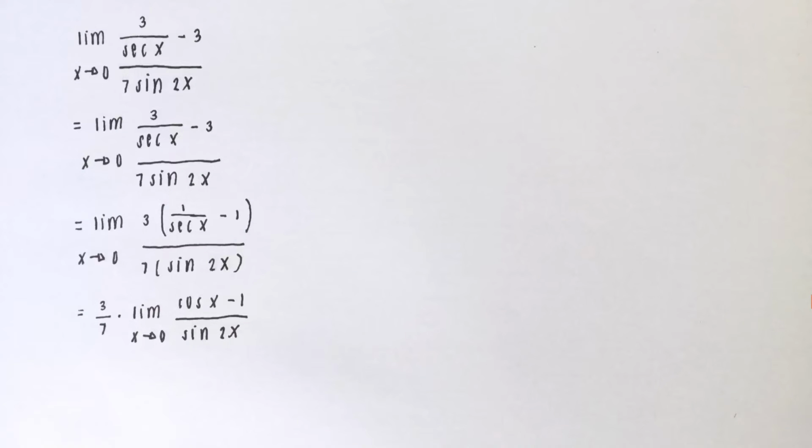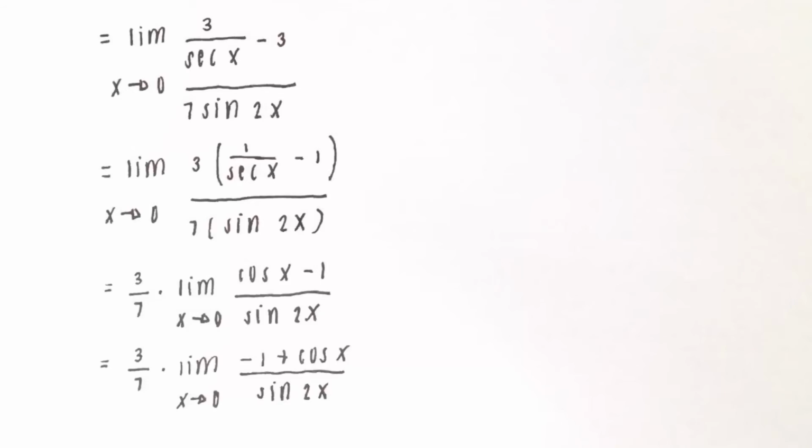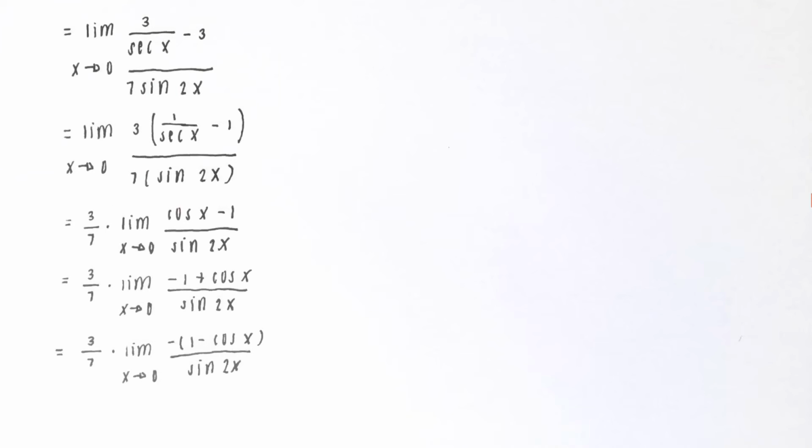Apply the limit of a constant multiple of a function limit law. Then, apply the trigonometric identity where 1 over secant x is equal to cosine x and copy the rest of the given, which leaves us with cosine x minus 1 over sine 2x. Arrange the numerator by interchanging negative 1 and positive cosine x. Take out the negative sign, and once more apply the limit of a constant multiple of a function limit law, which gives you negative 3 over 7 times the limit of 1 minus cosine x over sine 2x as x approaches 0.